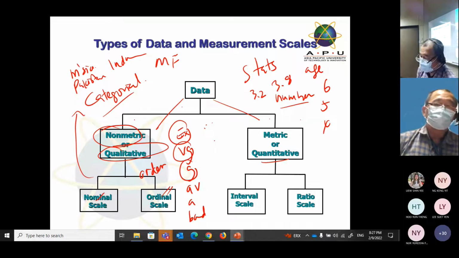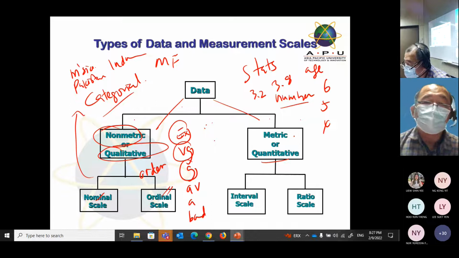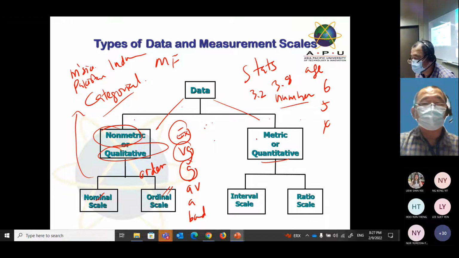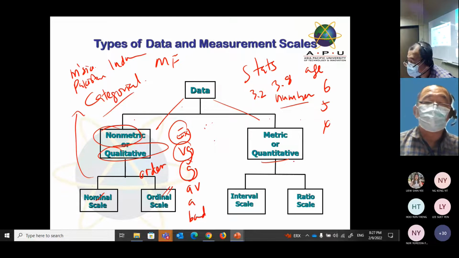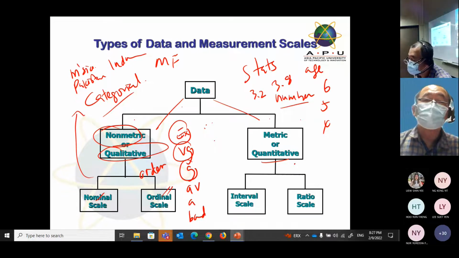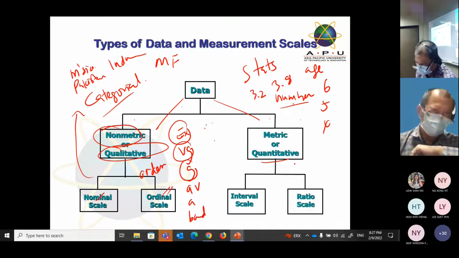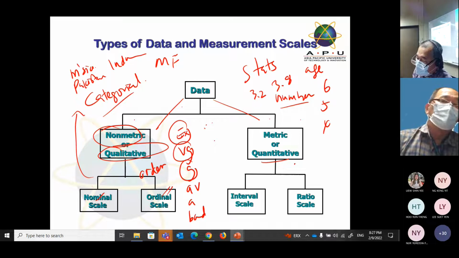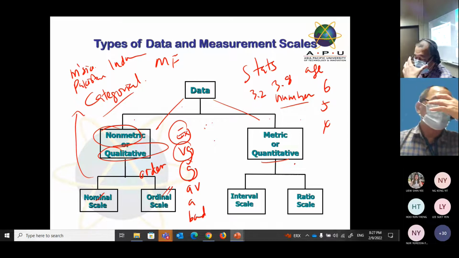Okay. Of course, both quantitative and non-metric data are actually important for us, I mean metric or non-metric. Next. One more interesting thing.